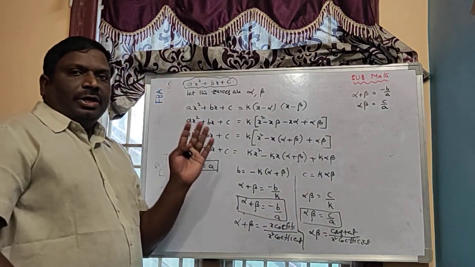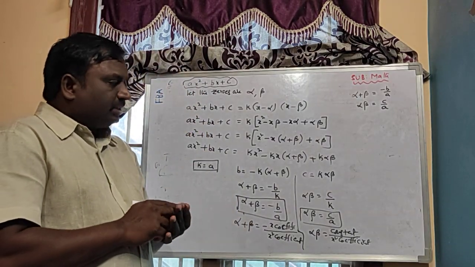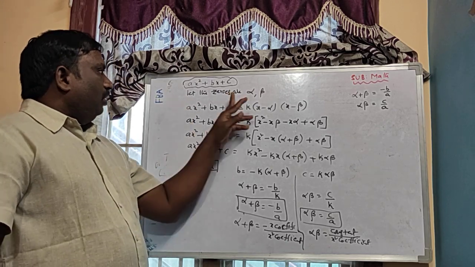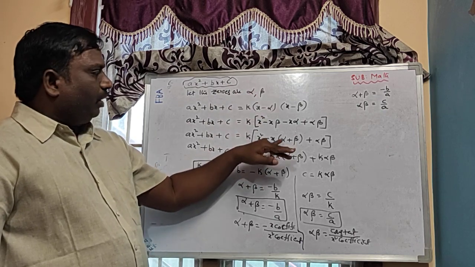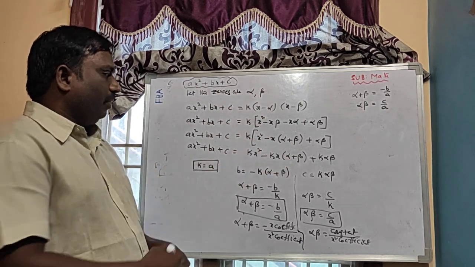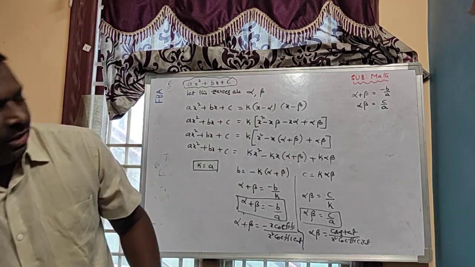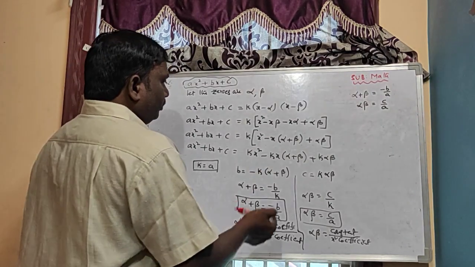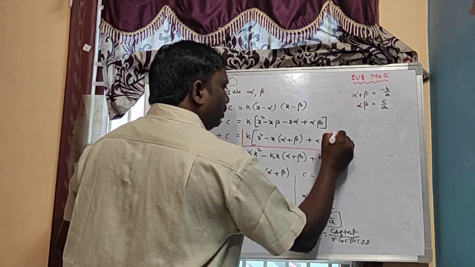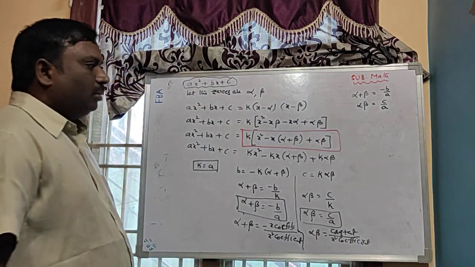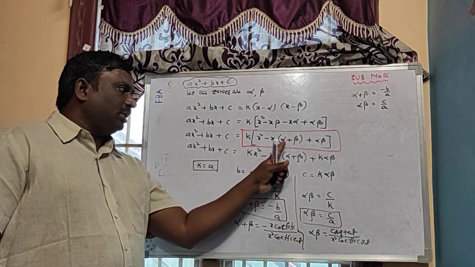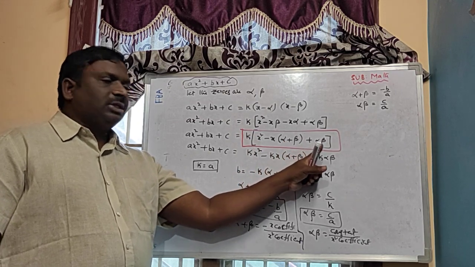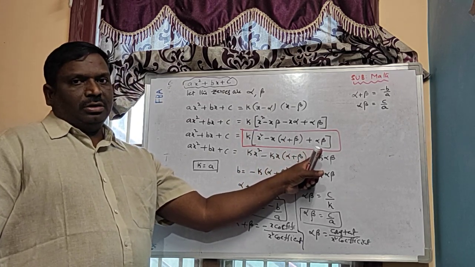In our questions they will ask, if two zeros are given, how to find the quadratic polynomial? This is the required quadratic polynomial. When two zeros alpha, beta are given, the required quadratic polynomial is k into x square minus x into alpha plus beta plus alpha into beta.